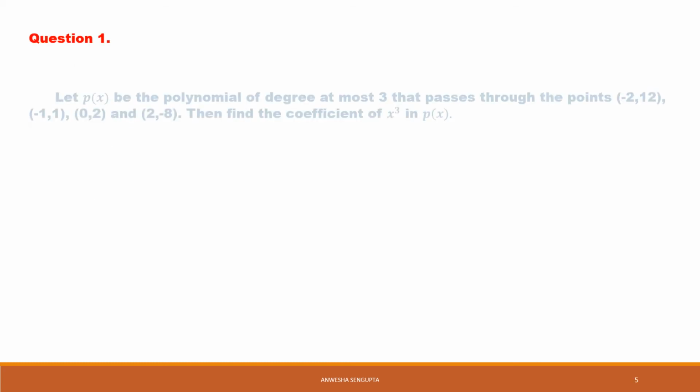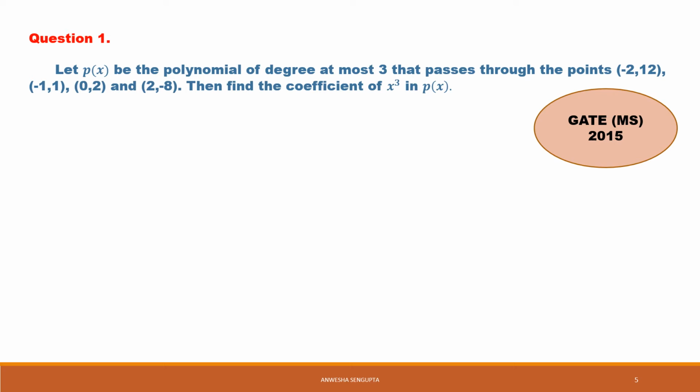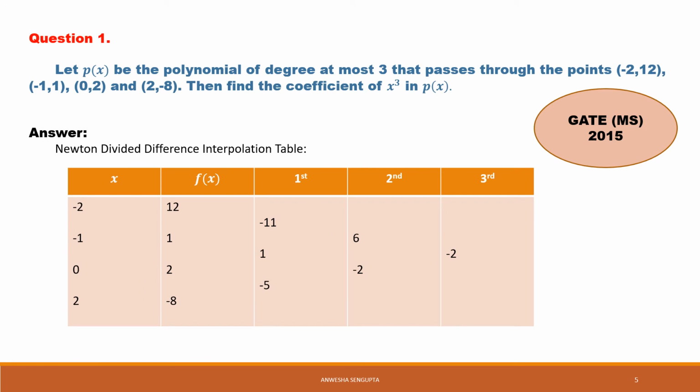Now our first question. Let p(x) be a polynomial of degree at most 3 that passes through the points (minus 2, 12), (minus 1, 1), (0, 2) and (2, minus 8). The question is, find the coefficient of x cube in p(x). To solve the problem, we use the Newton divided difference interpolation table. The table here is this. Now use the table to find the polynomial p(x). Let us use the formula.